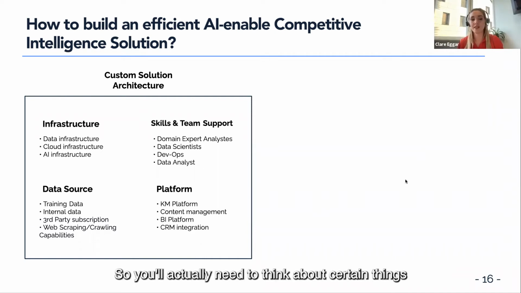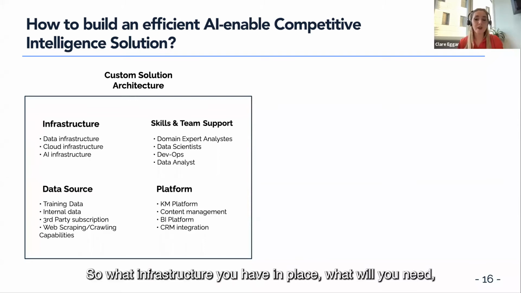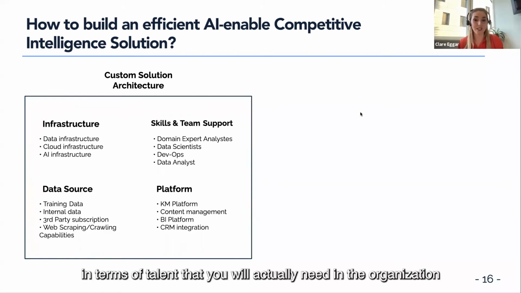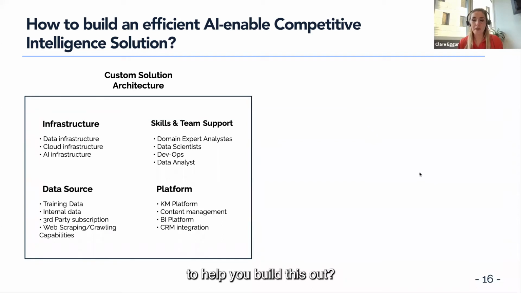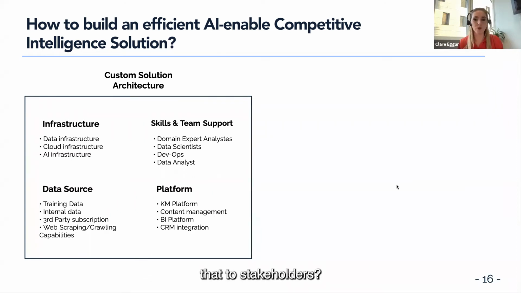So you'll actually need to think about certain things like infrastructure. So what infrastructure do you have in place, or what will you need? What will be the skills or the human resources in terms of talent that you'll actually need in the organization to help you build this out? You'll also need to think about what data sources you have available or will need to acquire to actually achieve the insights you're looking for. And then ultimately the platform itself. So what platform deliverable will you actually set up to ingest data and then surface the insights and diffuse that to stakeholders? So it is the most customizable solution, but it definitely is the most expensive.